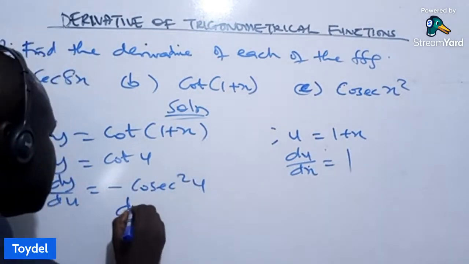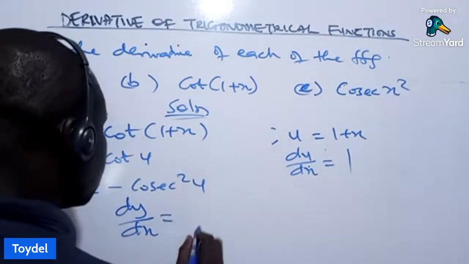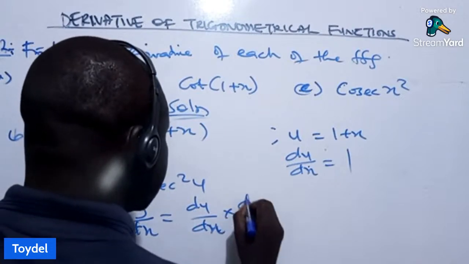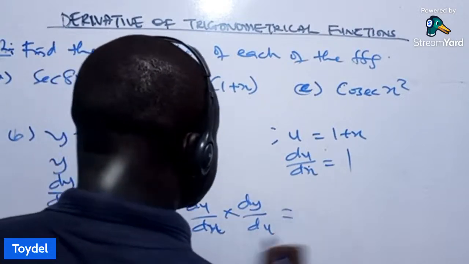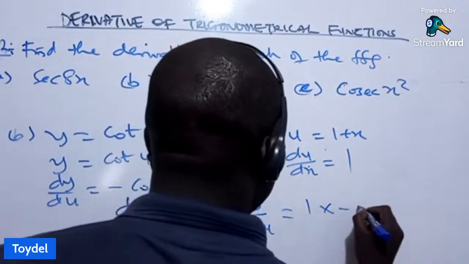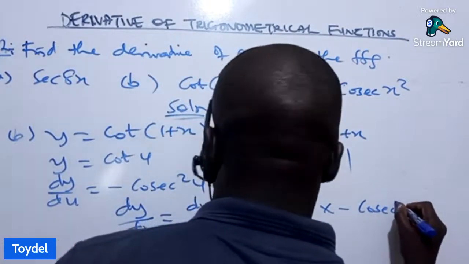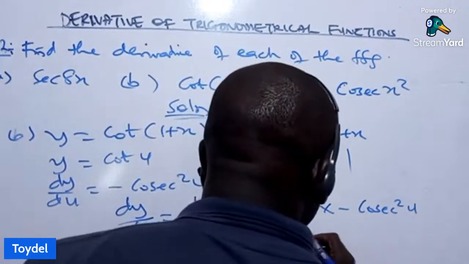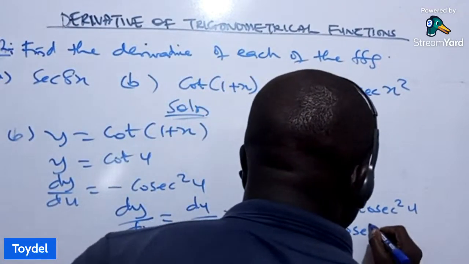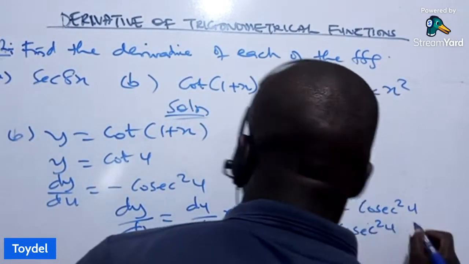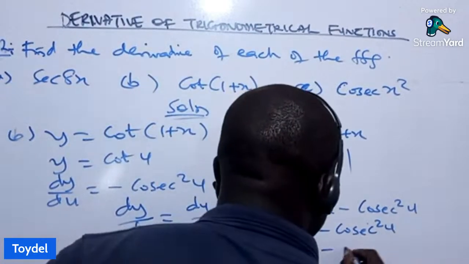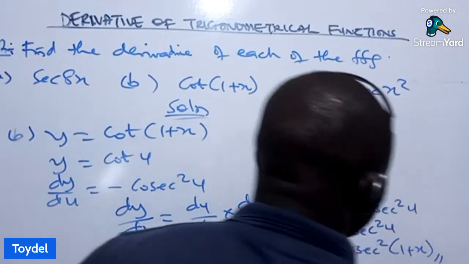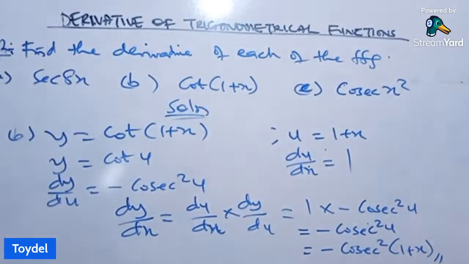So in this case now, dy dx will be equal to du dx multiplied by dy du, and in this case du dx is 1 multiplied by minus cosec square u. That's what we are going to get. At the end of the day, we are going to have minus cosec square u. And what is u? Minus cosec square u, where u is 1 plus x, and that will be the final answer. So I want us to check this very well.